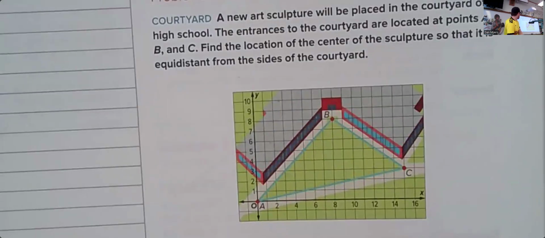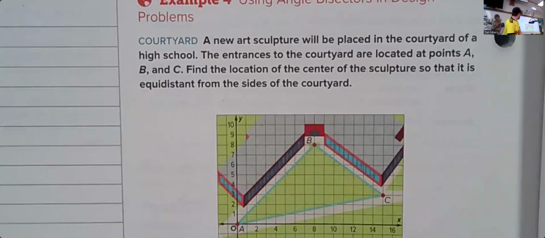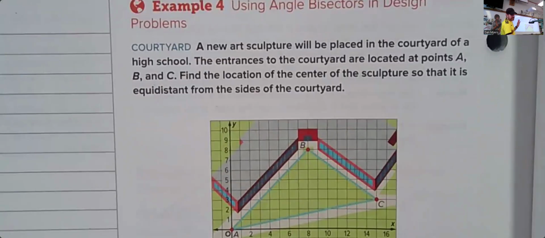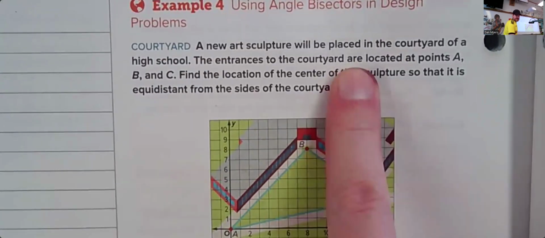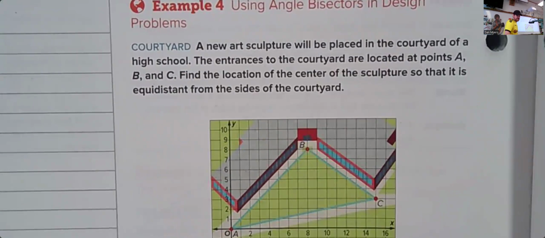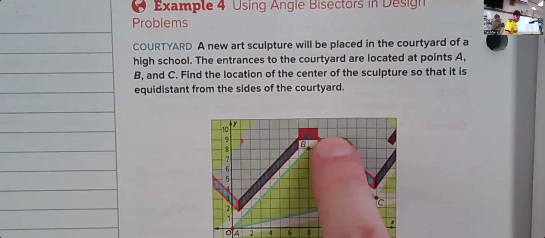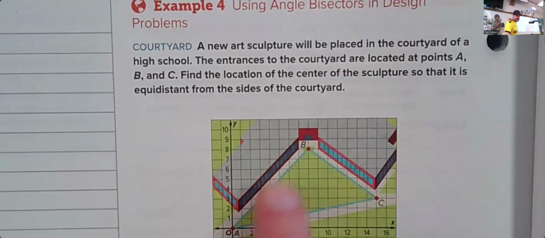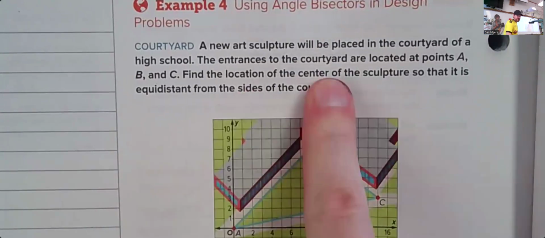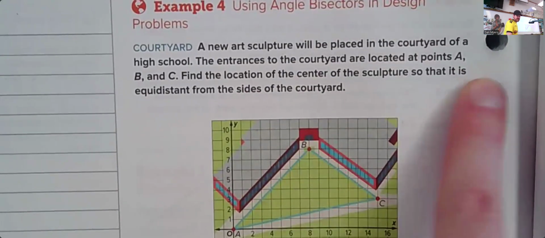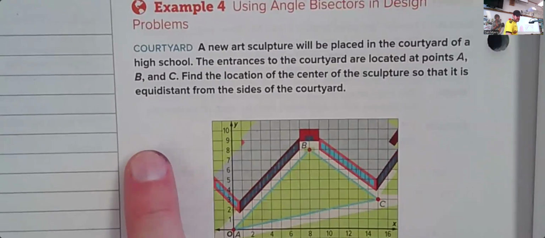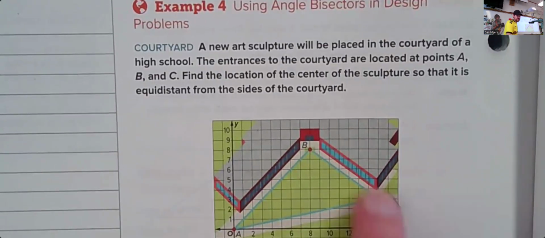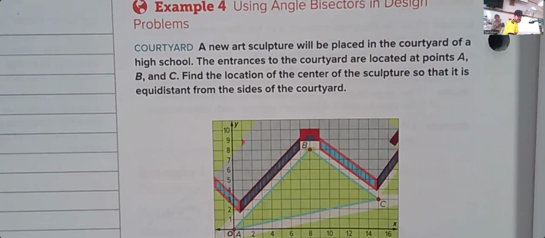It looks like a school building. Hey, it is a school building. A new art sculpture is going to be placed in the courtyard of a high school. The courtyard here is outlined by the blue triangle with vertices A, B, and C. The entrances to the courtyard are located at points A, B, and C. Find the location of the center of the sculpture so that it is equidistant from the sides of the courtyard.